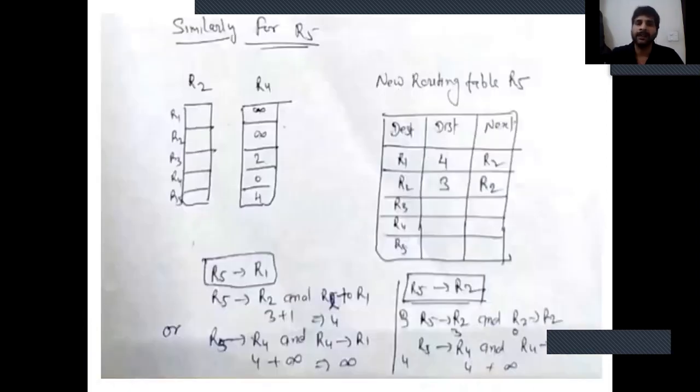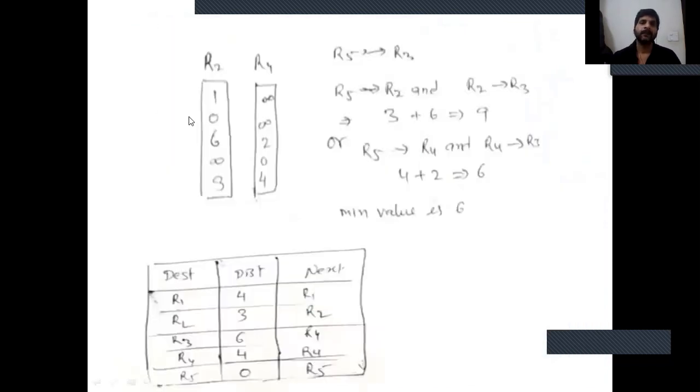Next, similarly, we create the new routing tables of R2, R3, R4, R5. So here, let me explain once again the new routing table of R5. Now R5 is directly adjacent to R2 and R4. So the new routing table of R2, R4 like that. R2 table: 1, 0, 6, infinite, 3. R4: infinite, infinite, 2, 0, 4. So the new routing table of R1 like that.